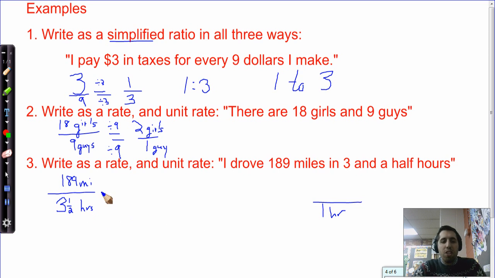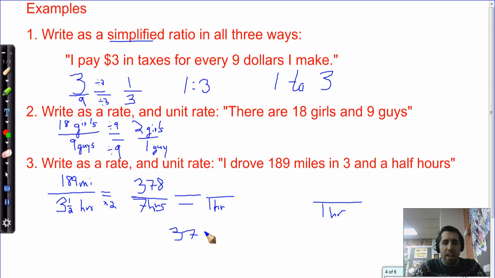is if you double this. So let's multiply 3.5 times 2, we get 7 hours. But we also have to double our numerator. 189 times 2, try and do that mentally. It's like 190 times 2. That'd be 380, but we didn't have 190, we had 1 less in each of our 2 groups. So we don't have 380, we have 378.